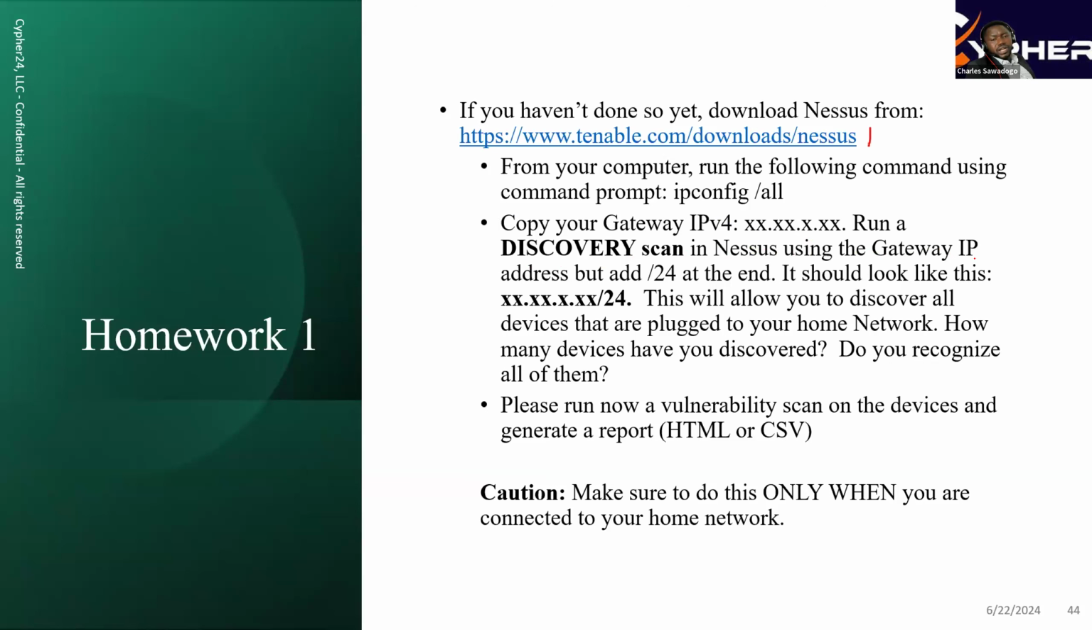Using the gateway IP address, add /24 to the end of the address so that you can literally target all your home network, okay? This is going to allow you to discover the devices that are connected to your home network. Go and do that. You're going to discover all your home network devices. And then you want to run a vulnerability scan on the devices that you have discovered, and you're going to generate a report, all right?